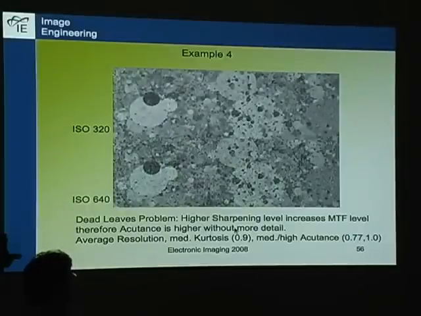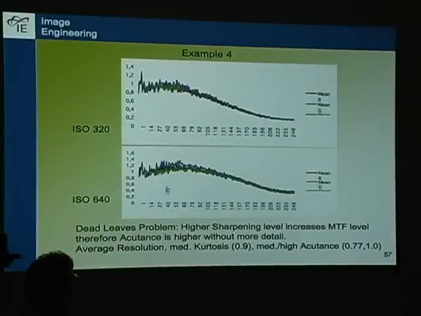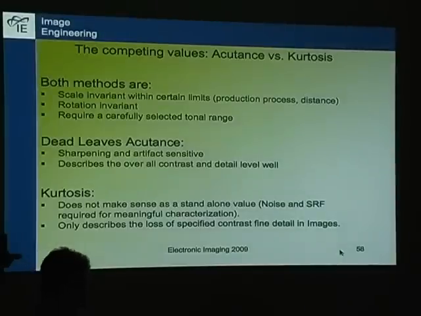So the sharpening of the image affects the acutance value. And kurtosis isn't that much different, actually. And of course, you can see that from the power spectrum. This is the power spectrum of the ISO 320, and this is the power spectrum of the ISO 640. You can notice that you reach a contrast level of 1.2 here and of about 1.0 in this other image. So that means there's not a difference in texture in that image, but there is a difference in the acutance measure, which causes some problems.